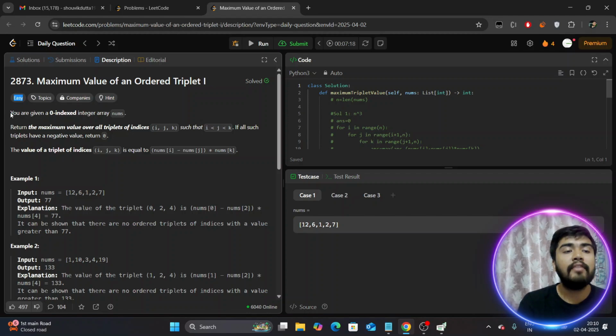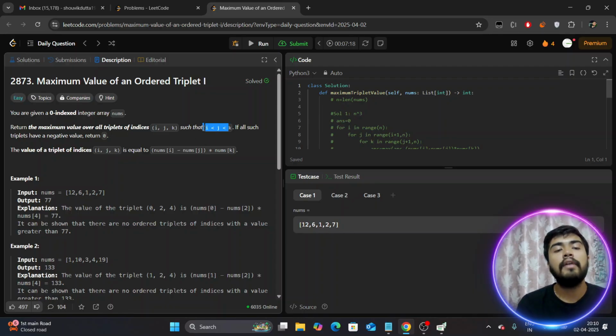What they have given is a zero-indexed integer array nums. Return the maximum value over all triplets of indices i, j and k such that they follow these conditions. You can choose indices i, j, k, and the condition among them is that they should be one after another. So i should come first, then j, and then k. You can choose any arbitrary 3 indexes, called a triplet, and this order should be followed.